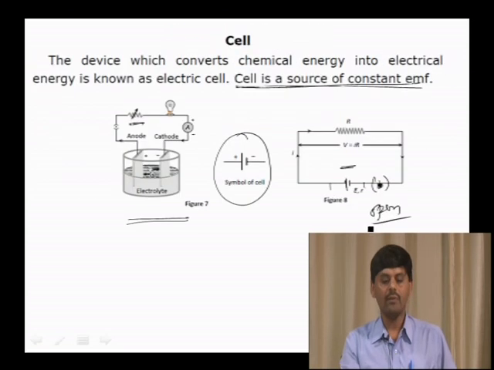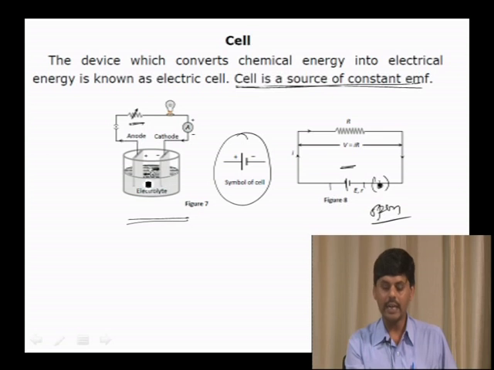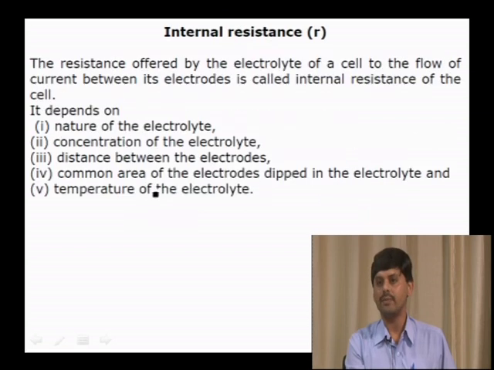Internal resistance. Here in this cell we have a solution and these are the electrodes. In this electrolyte solution, ions are there. These ions are exchanging between the anode and cathode. While exchanging, the solution opposes the motion of the ions. Thus the opposition offered by the electrolyte to the flow of ions in a cell is referred to as the internal resistance of the cell.